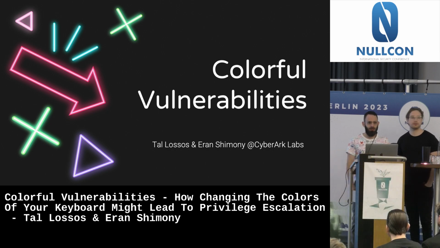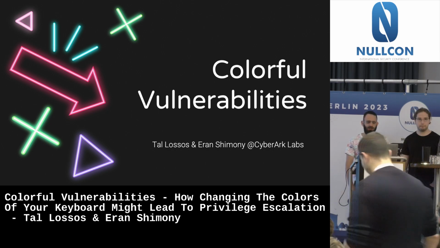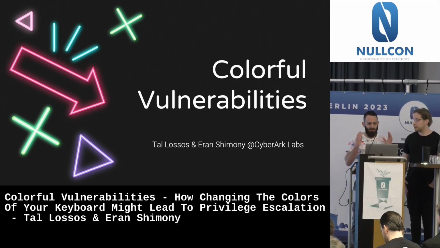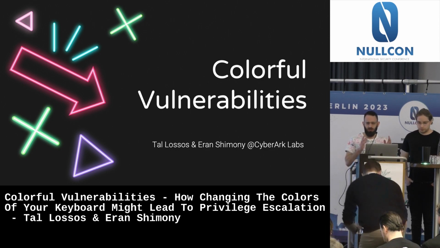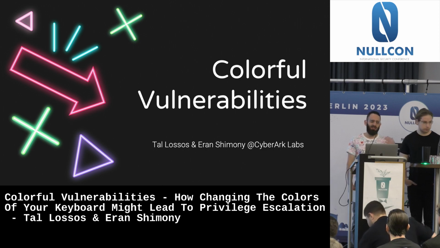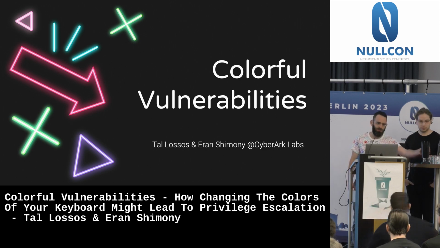Today we will speak about privilege escalation vulnerabilities that we were able to gain by changing the colors of the RGB of the peripheral devices: the keyboard, the mice, and of course the wonderful thing, the mug holder. So without further ado, let's start.